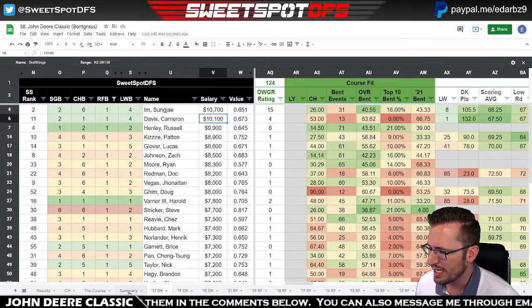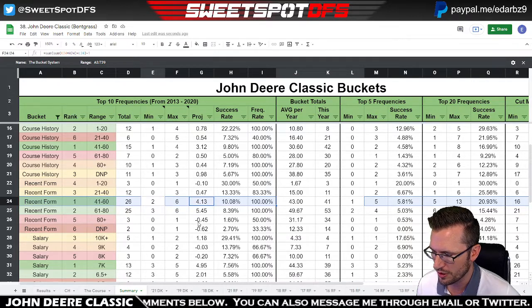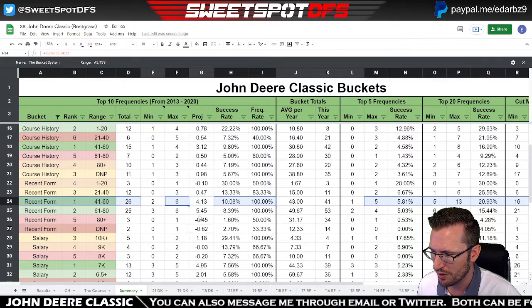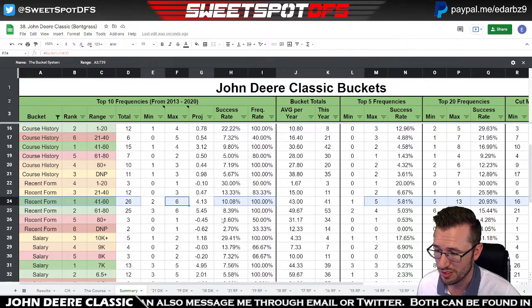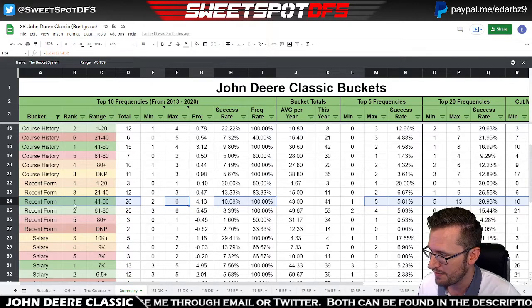So yeah, I like this bucket, but I don't think I like it enough to think 4 golfers are going to actually make it inside the top 10. I'd probably bring this number down a little bit to maybe 3. So I'd select somewhere between 1 to 3 golfers finishing inside the top 10 for that bucket.